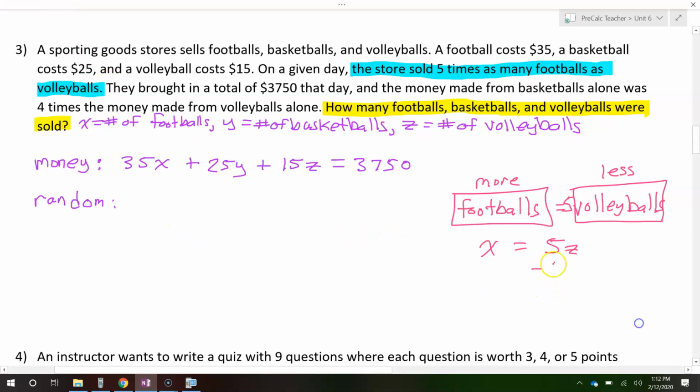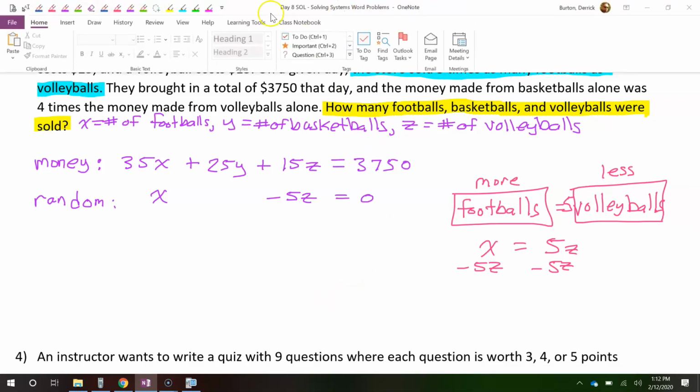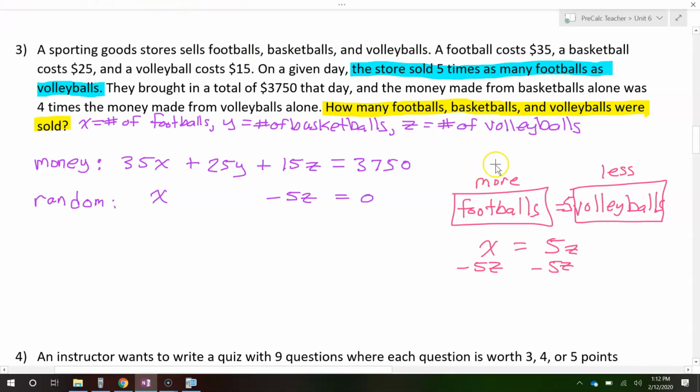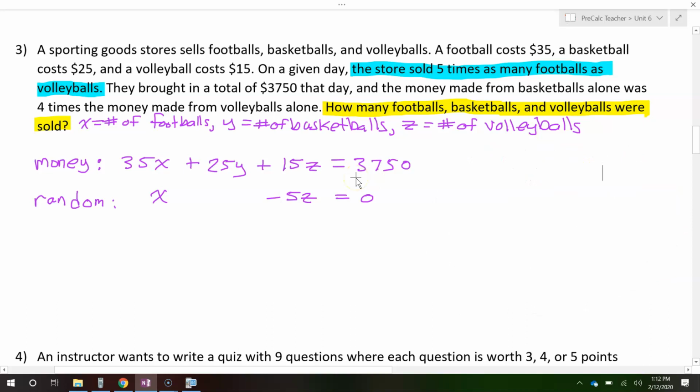So if I subtract 5z from both sides to put this in standard form, can everybody see that I'm going to have x? I don't have any y, but I'll have minus 5z is equal to 0. Did I lose anyone right then? Okay, you look good. All right, now let me erase this little scratch work here. I'm going to need this space. So we have one more random equation coming.